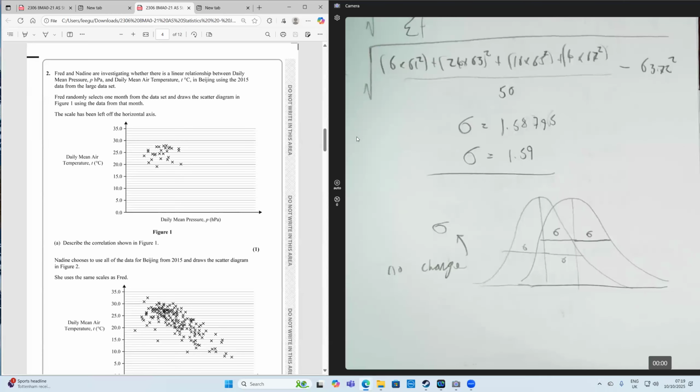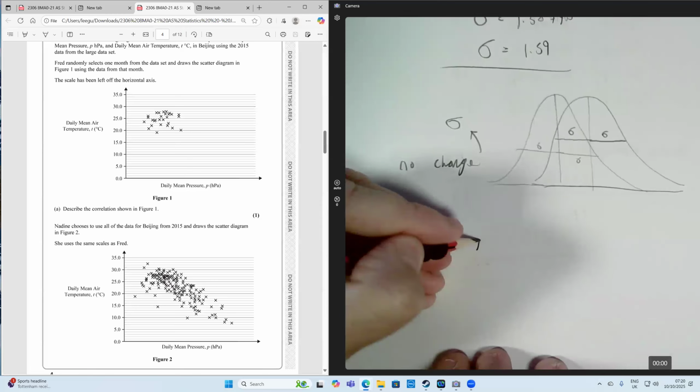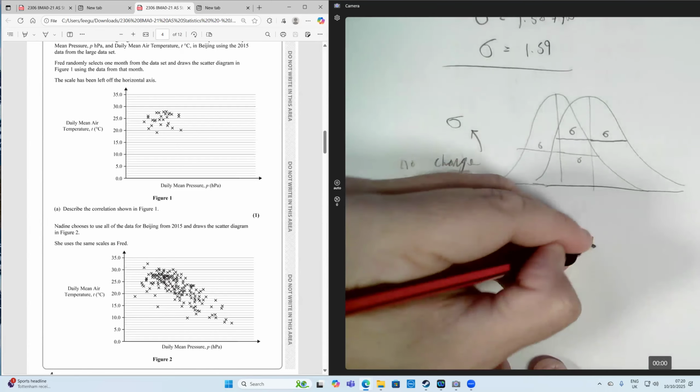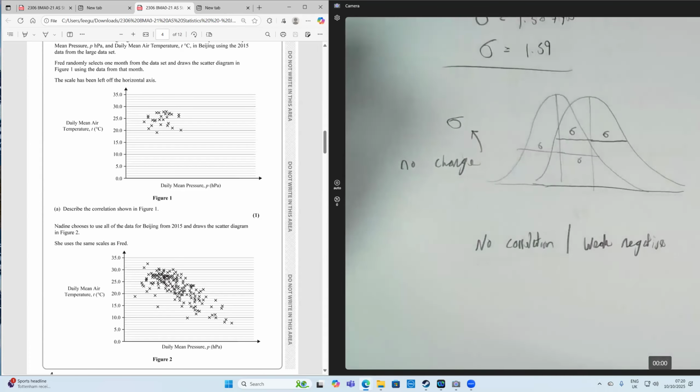Okay, Fred randomly selects 1 month from the data set and draws a scatter diagram in figure 1 using the data from that month. The scale has been left off the horizontal axis. Okay. Now, describe the correlation shown in figure 1. Well, basically with that data, it's really hard to tell. I think you could either say there is no correlation, or you could say it is a weak negative. But I think I would go with no correlation there because it's really hard to tell.